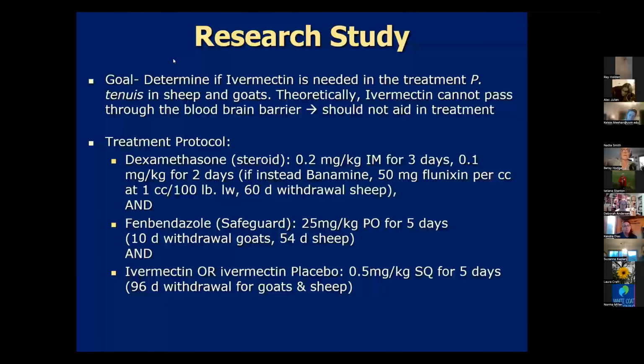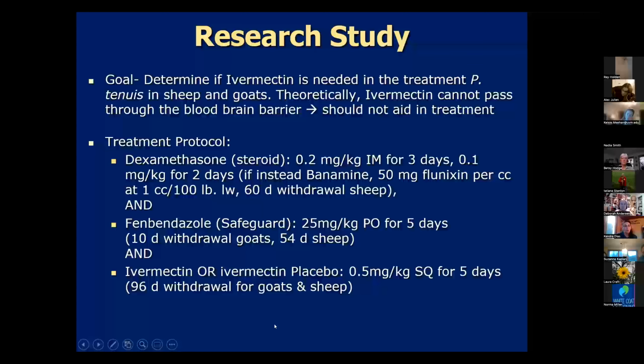And then we use fenbendazole, which is supposed to be able to go through the blood-brain barrier, and that's sold as Safeguard. We were using the oral goat Safeguard. For goats, that only had a 10-day withdrawal, even at the super heavy dosages we were using it at, but for sheep, it had a 54-day withdrawal.